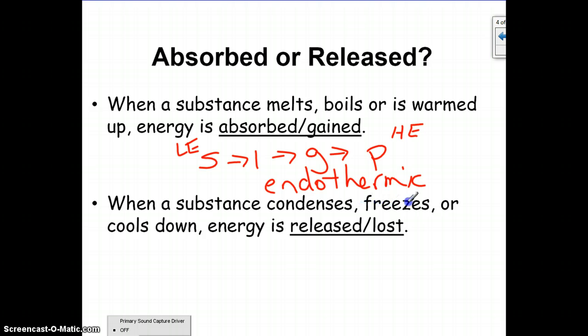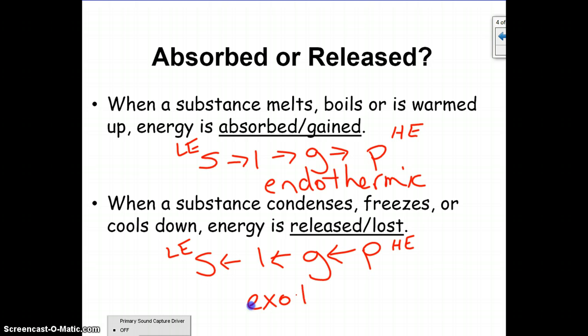Now, if a substance condenses, freezes, or cools down, the energy is released or lost. So going from liquid to solid, or gas to liquid, or plasma to gas, you are going from high energy to low energy. So you're going to have excess energy when you're making these transitions, and you're going to release it. And that is an exothermic process.